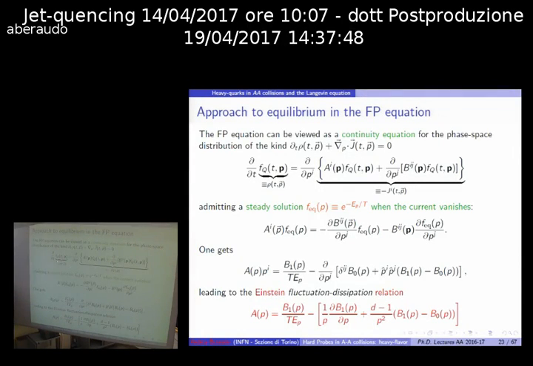So notice that the Fokker-Planck equation can be viewed as a continuity equation for this probability current, let us say. The only difference is that here I don't have a divergence with respect to x, but a divergence with respect to p, the particle momentum. So I can wonder when an equilibrium distribution is a steady solution of this equation, and a sufficient condition is that this current vanishes. If this current vanishes, the right hand side is 0, and this is a steady solution.